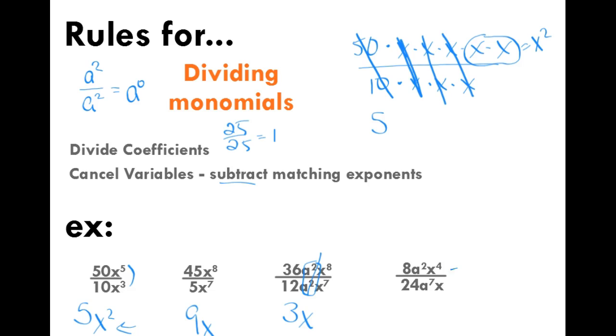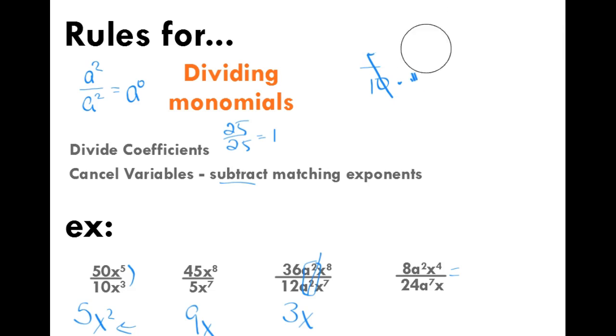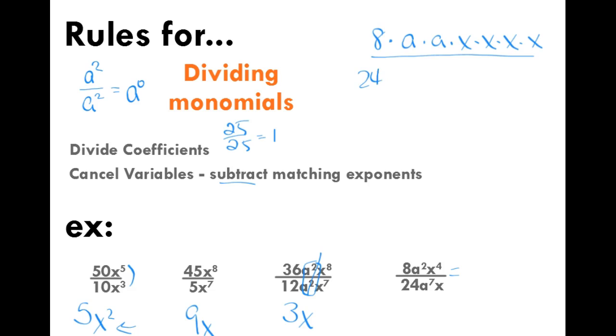All right, this one is a little different because we're going to have to just reduce. So if I break this down and write it like the one up here, let me erase that one up there actually. And then I say 8, excuse me, times 2 a's and 4 x's. And then at the bottom, I need 24, 7 a's. Oh, why did I do this? And 1 x.